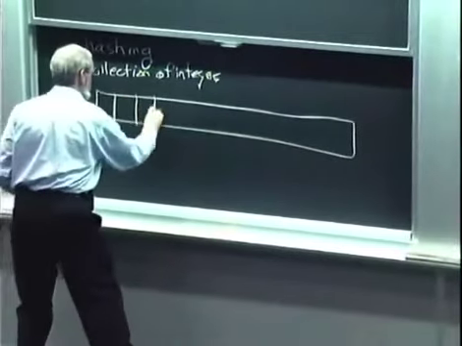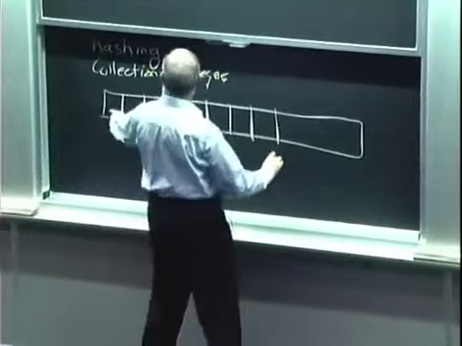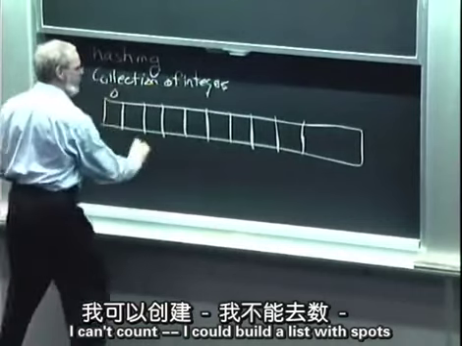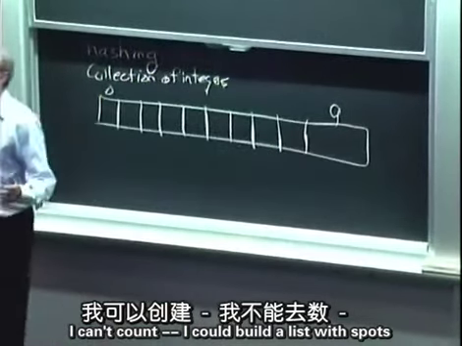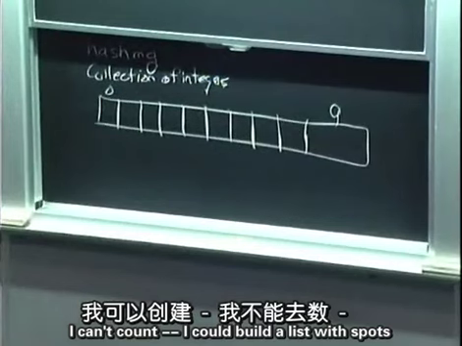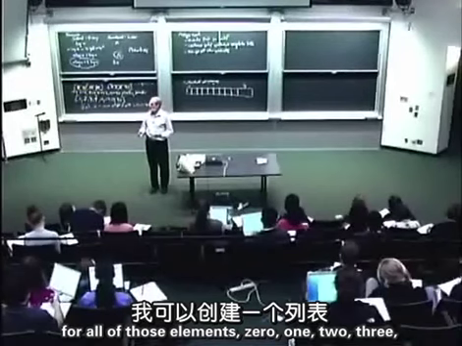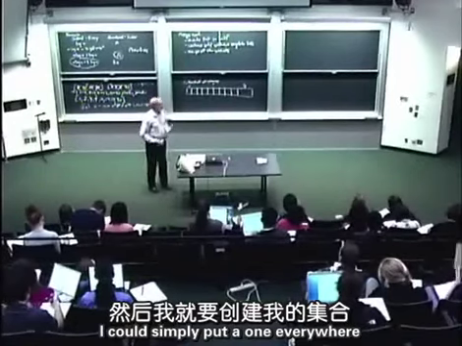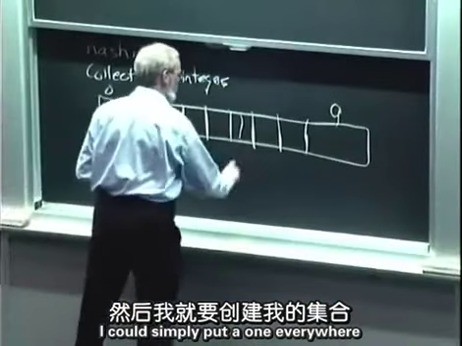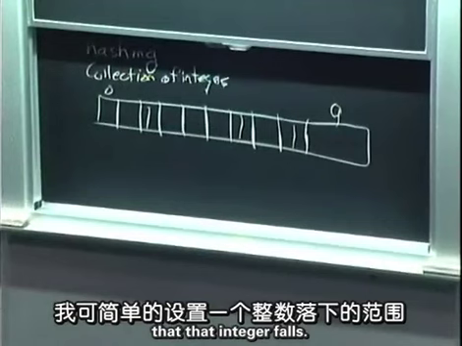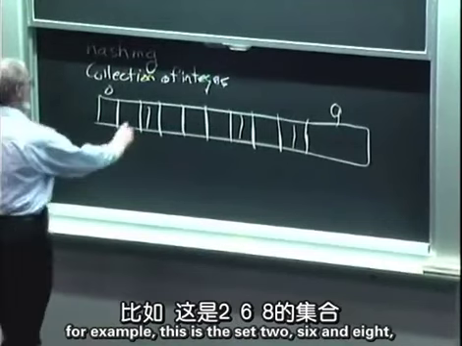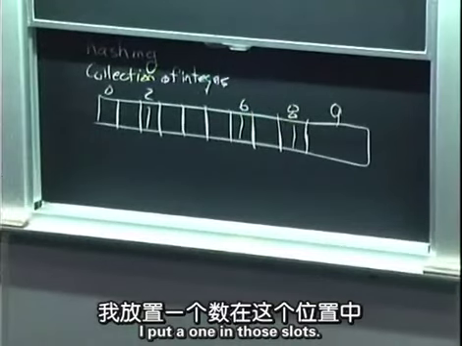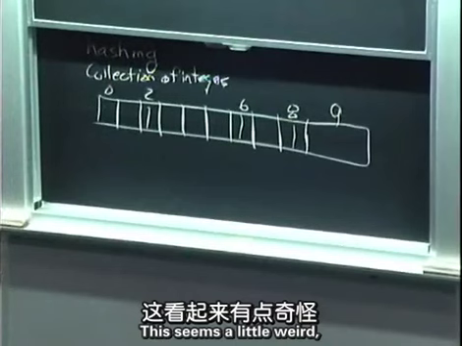I could build a list with spots for all of those elements: 0, 1, 2, 3, 4, 5, 6, 7, 8, 9. And then when I want to create my set, I could simply put a 1 everywhere that integer falls. So if I wanted to represent, for example, the set 2, 6, and 8, I put a 1 in those slots. This seems a little weird, but bear with me for a second.